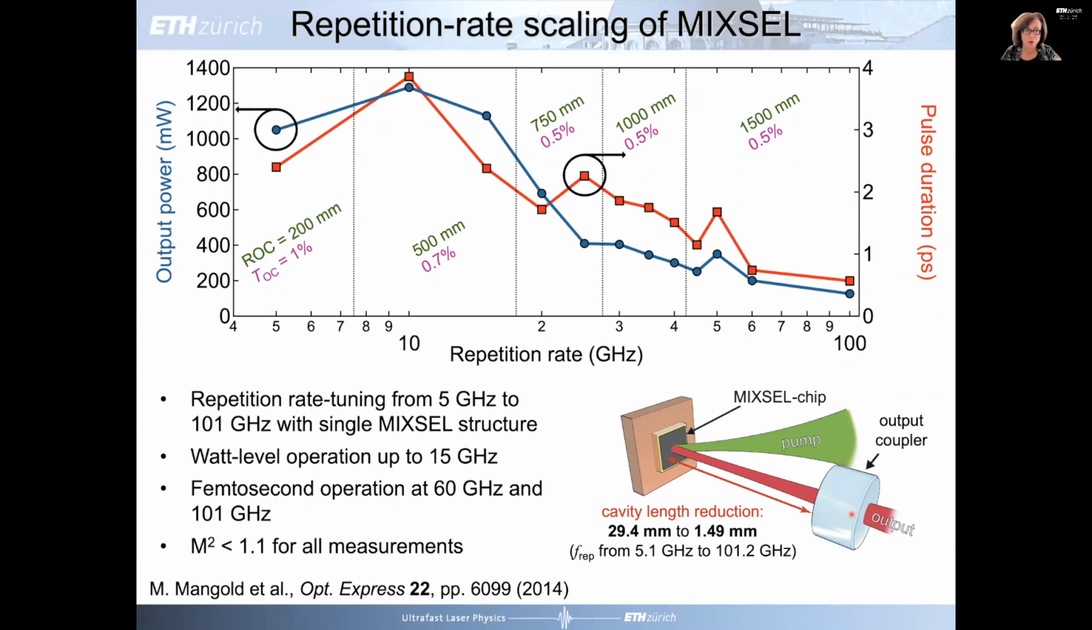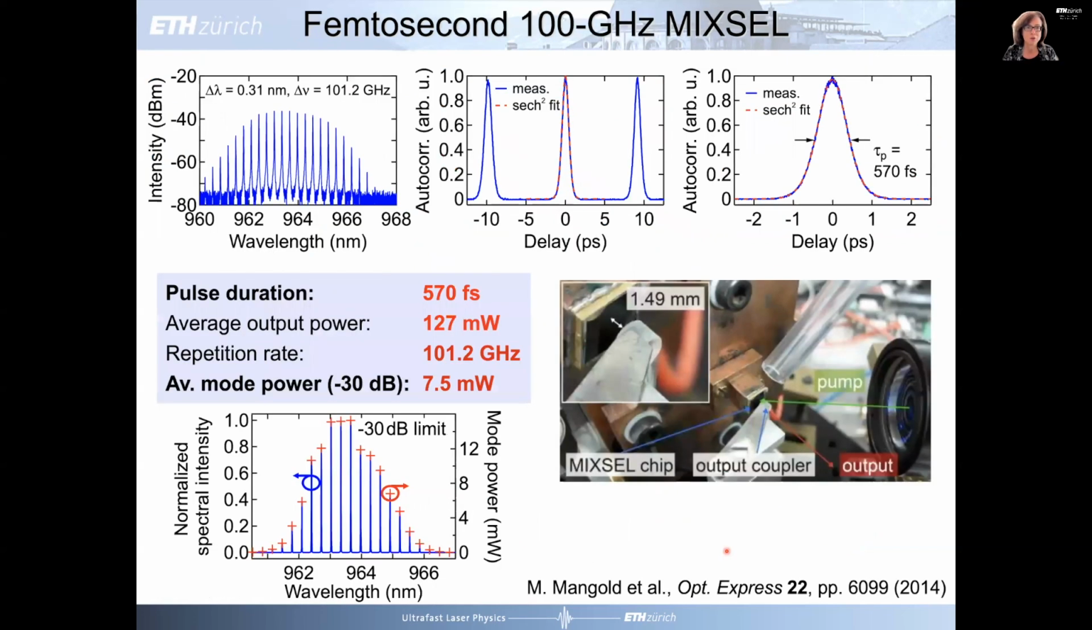And we could go all the way to 100 gigahertz with femtosecond pulse duration, basically changing the cavity length from about 29 millimeter to 1.5 millimeter. And we got watt level operation up to 15 gigahertz and femtosecond operation between 60 gigahertz and 100 gigahertz. And this shows you the result from the 100 gigahertz MIXSEL.